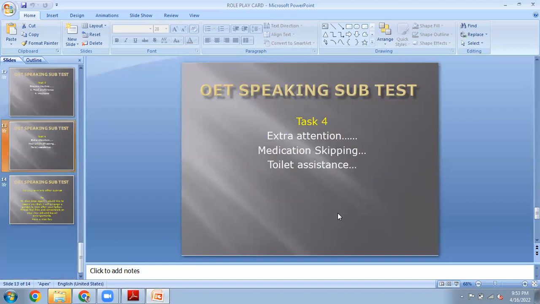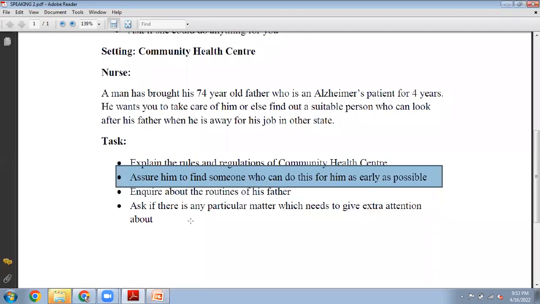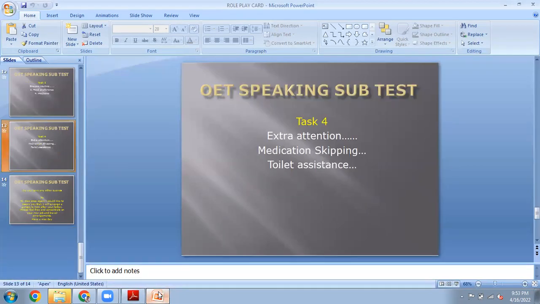Okay. Now task number four, it is like this. You have to ask the patient if there is any particular matter which needs extra attention. That means, do you have to consider some special things about this patient or not? You can ask that. That means, does this patient skip medicines? Does he need any assistance, toilet assistance, or anything extra I have to do for you? These things you can ask him. Anyway, he will answer these questions and you can appreciate him for sharing the information.